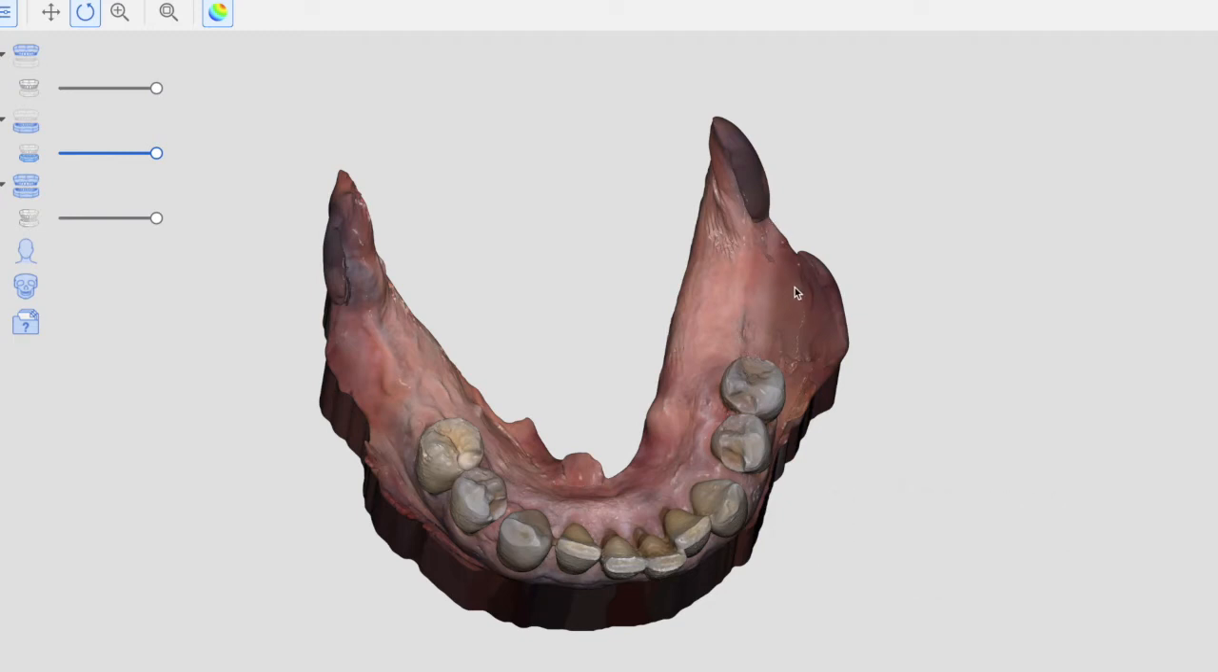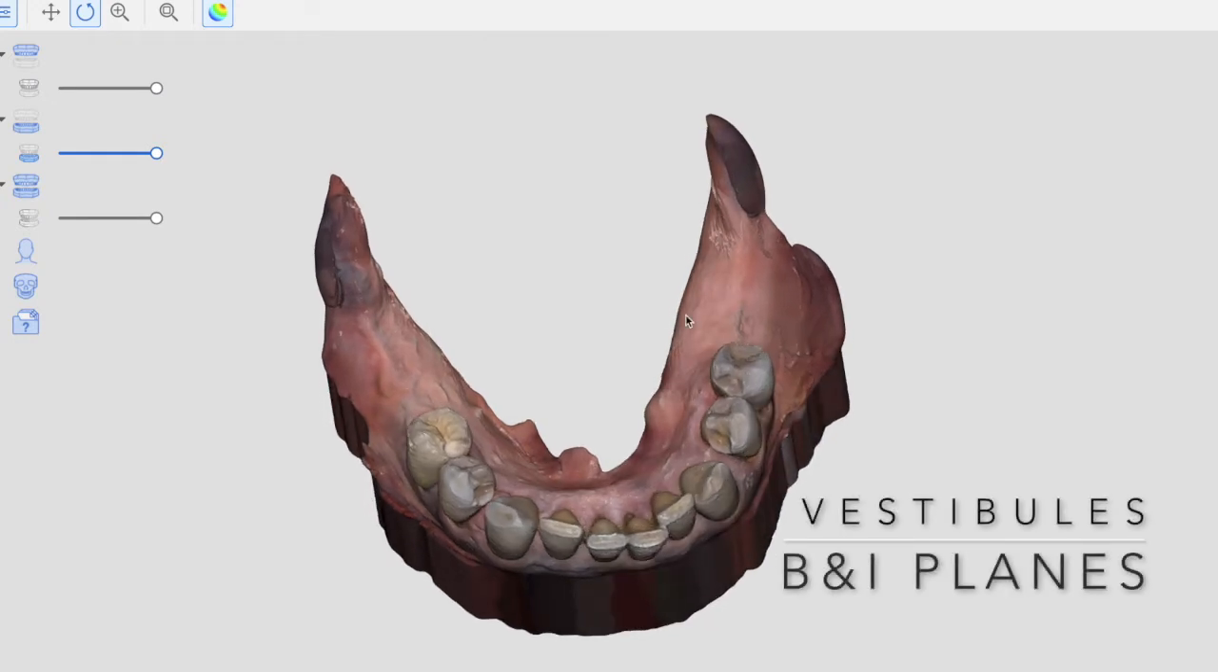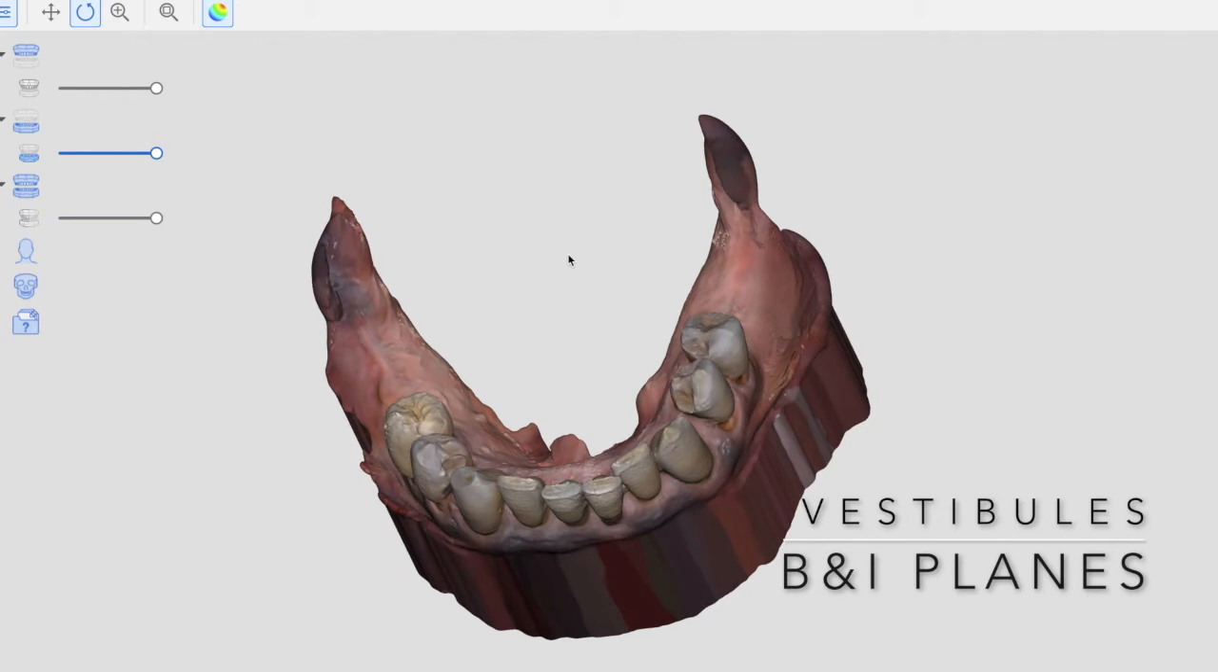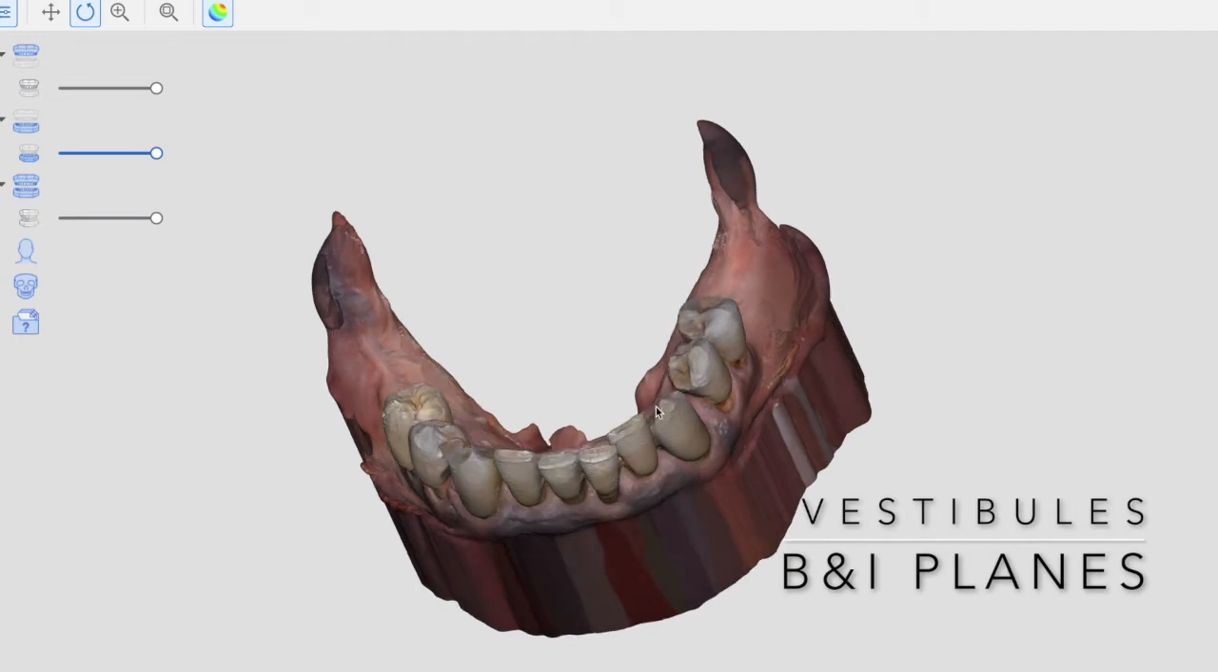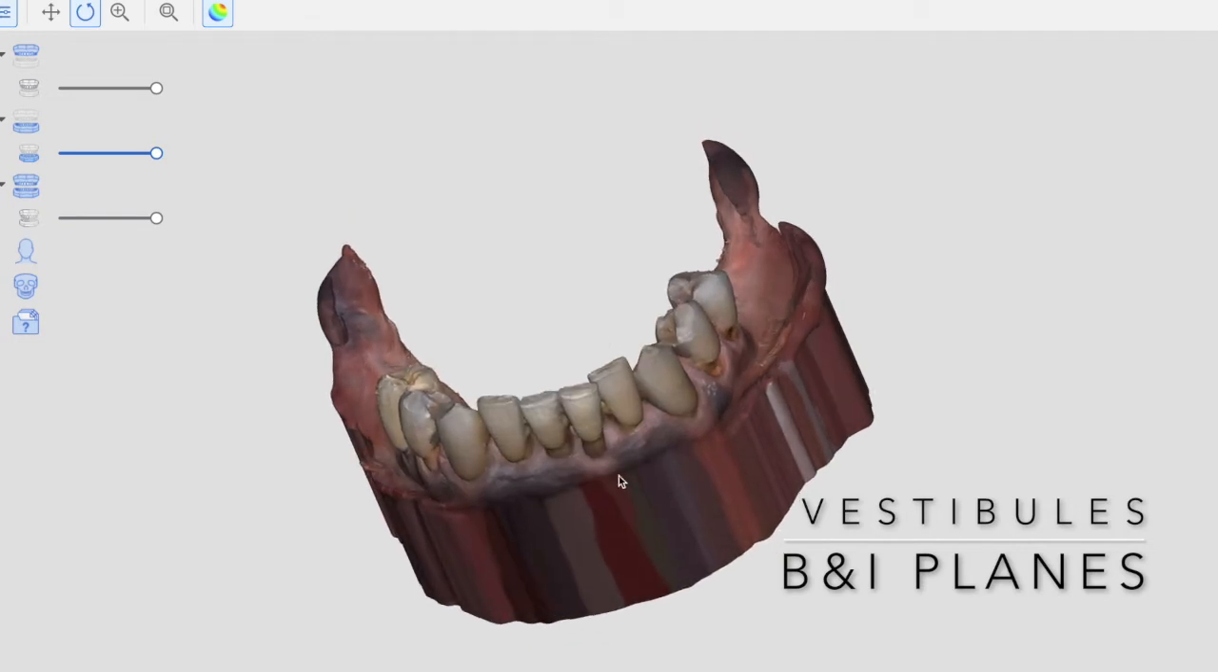Next to the B curve or buccal shell is the B and I plane. It's the bicuspid and incisor plane, and some people call it the buccal vestibule and incisor vestibule. So the buccal vestibule and incisor vestibule consist of the B and I plane.